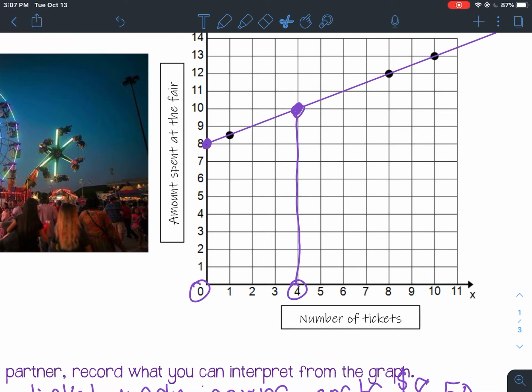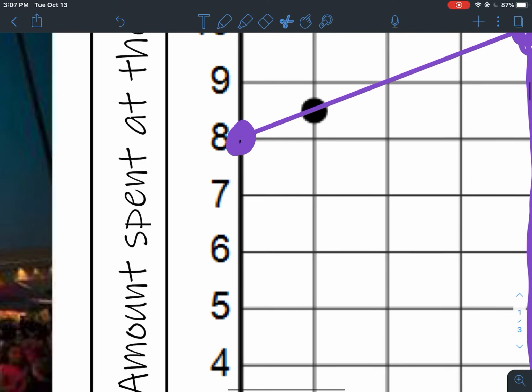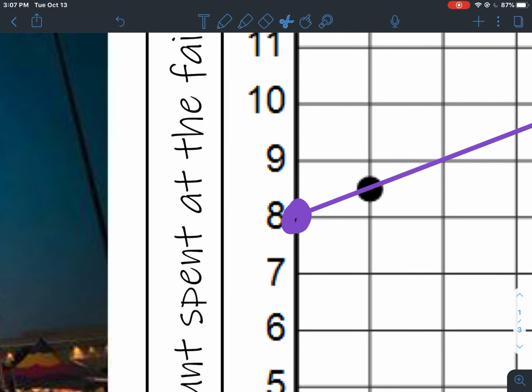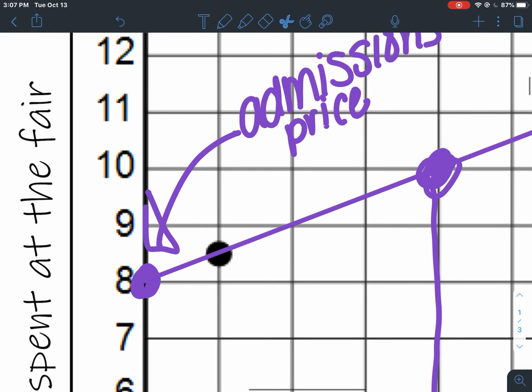The other way is doing the math, figuring it out. So if I bought 0 tickets, that's just getting through the main gate. I go through the main gate, I don't buy any tickets. I'm not going on any rides, I just want to eat the food. So I need to pay how much money? Well, I'm spending $8 just to walk through the gate. And then from there, this is the admissions price. From there, I'm going to buy 1 ticket.